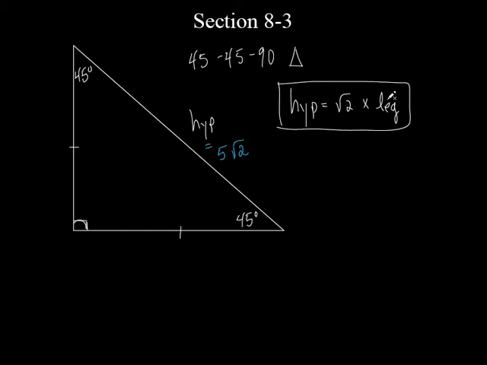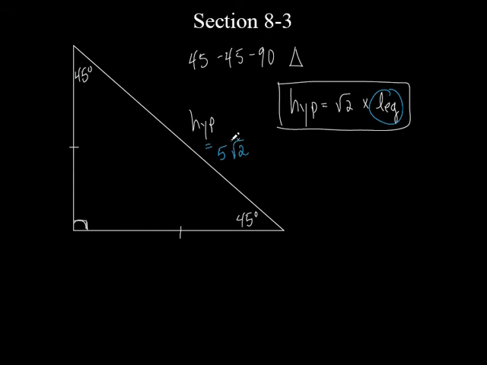Because look, if I want to solve for one of the legs right here, how do I get the square root of 2 away from the leg? I divide it by the square root of 2. Do you see that? So it would be the hypotenuse divided by the square root of 2 equals one of the legs. Does that make any sense at all? All right, so that's not too bad.